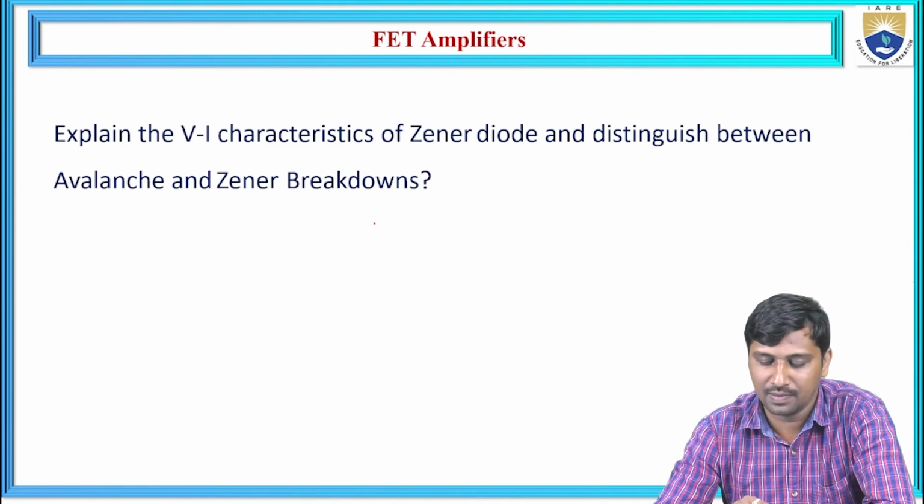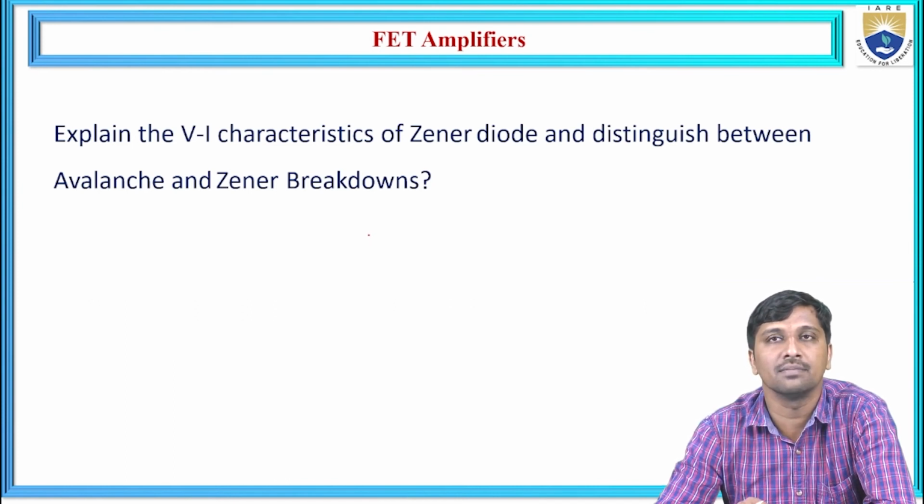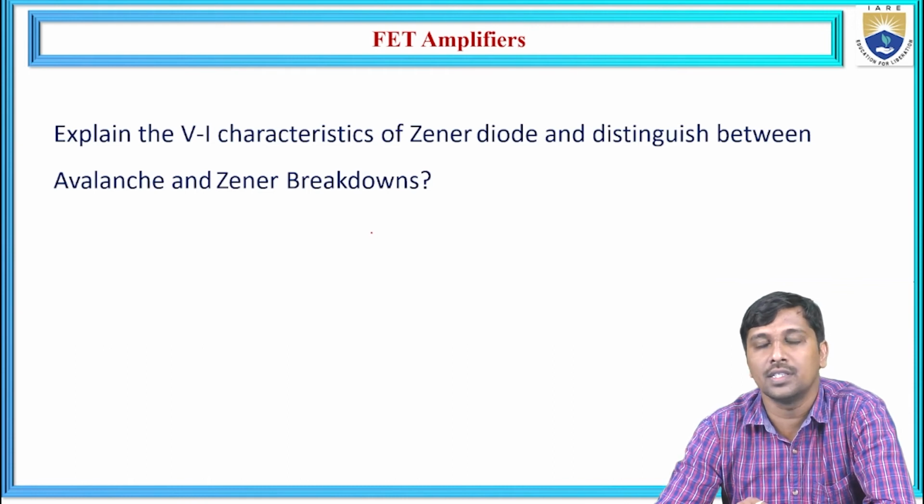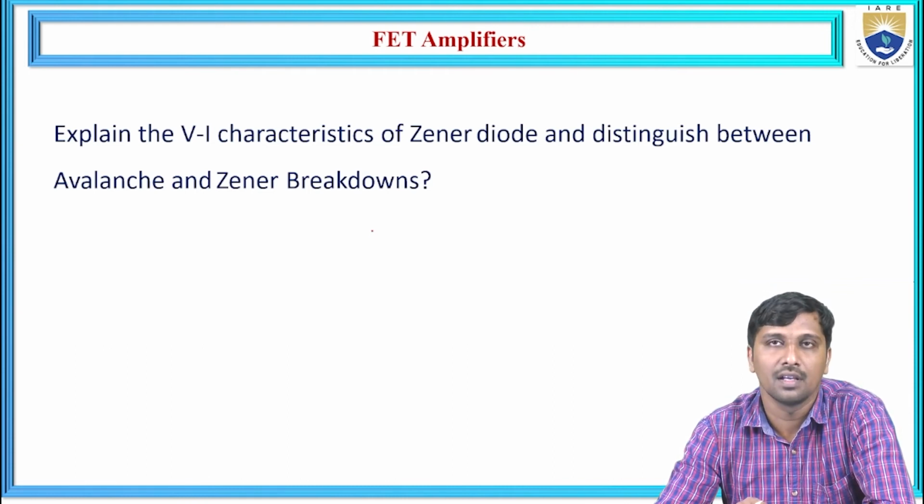Then we should explain what are the differences between avalanche and Zener breakdown. Here we should explain what is the avalanche breakdown mechanism, and what is the Zener breakdown mechanism, and how to differentiate between avalanche and Zener. If you want, you can refer to this Zener diode characteristics video session.